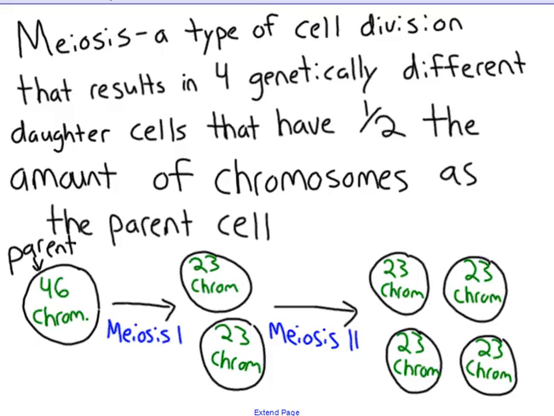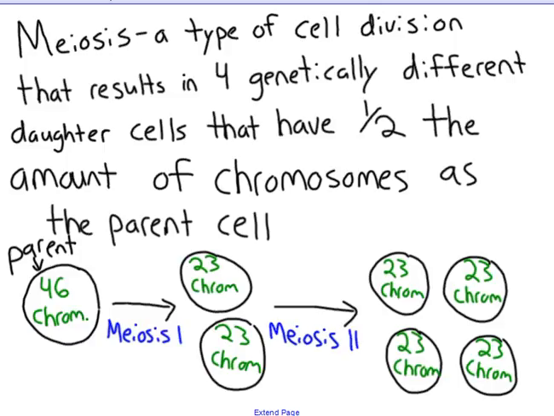The way that meiosis is different from mitosis is we do start with one cell at the beginning. So we start with a parent cell, and this parent cell has 46 chromosomes if we're talking about humans. And in meiosis, the parent cell undergoes two divisions. So it's going to divide once, and it's going to create two cells, and then it's going to divide again, creating 4 cells at the end.